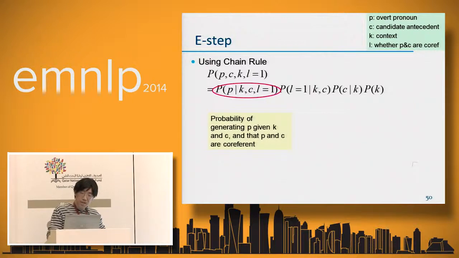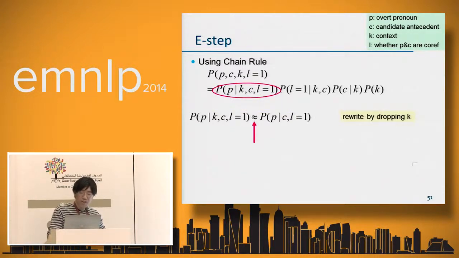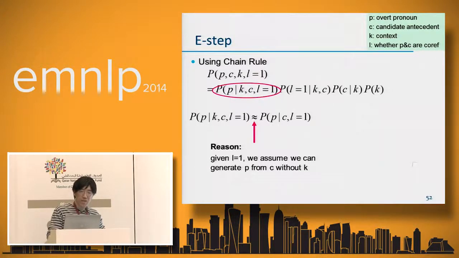The first one is the probability of generating pronoun P given context K and candidate C, and that pronoun P and candidate C are coreferent. First of all, we rewrite this probability by dropping context K. The reason is that given L equals 1, meaning that the pronoun P and candidate antecedent C are coreferent, we assume that we can generate the pronoun from the candidate antecedent without looking at the context. If you don't know what I'm talking about, let's take a look at this example. Here, you can easily see that the pronoun he can be generated from the candidate the man if they are coreferent. Similarly, the pronoun they can be generated from the women if they are coreferent.